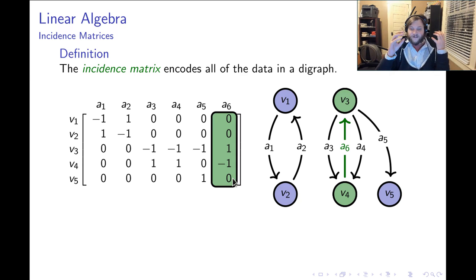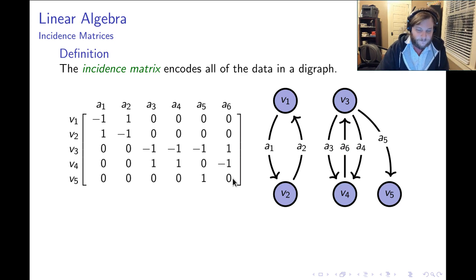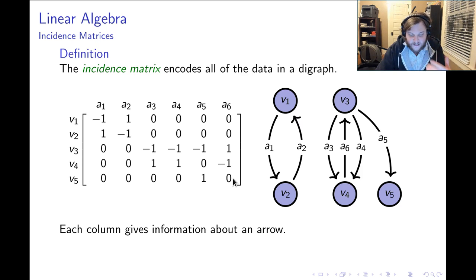So this is one way to encode all of the information in the directed graph into a matrix so we can translate the visual aspects of the graph we're looking at into numbers. So the idea here is that each column gives information about an arrow in the directed graph.